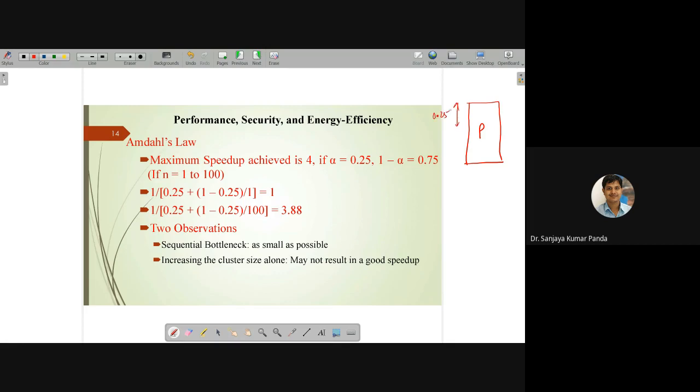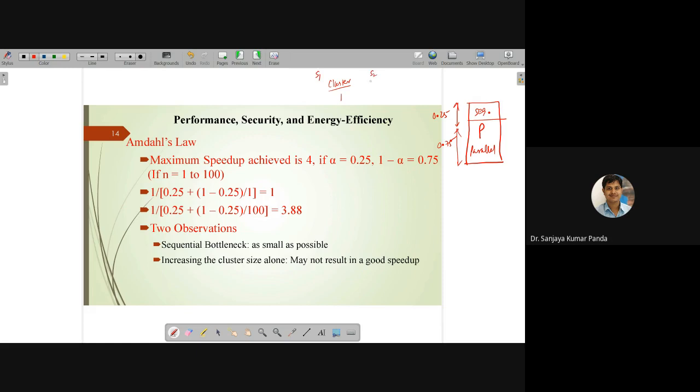0.25, or 25%, of the code is sequential. The rest of the code, 0.75, is parallel. Let's say the number of systems is equal to 1. Assume that you have a cluster that contains only one node, meaning one workstation. This is your scenario 1.